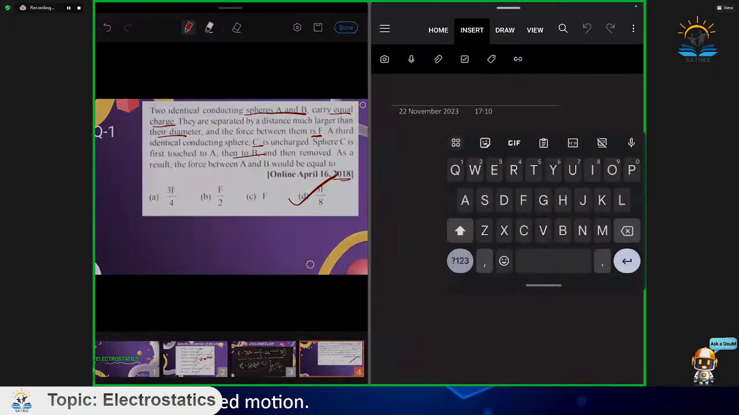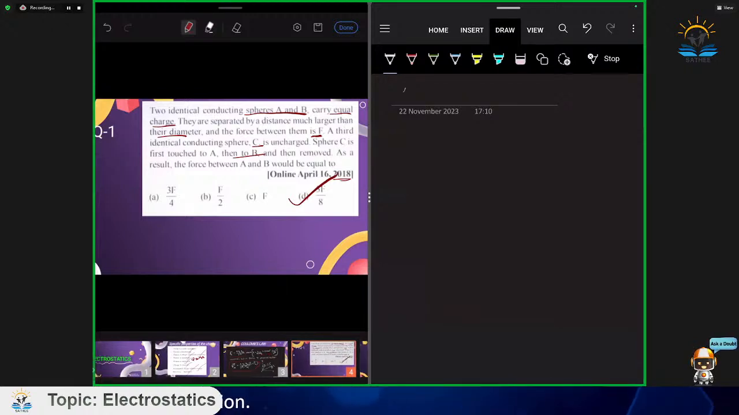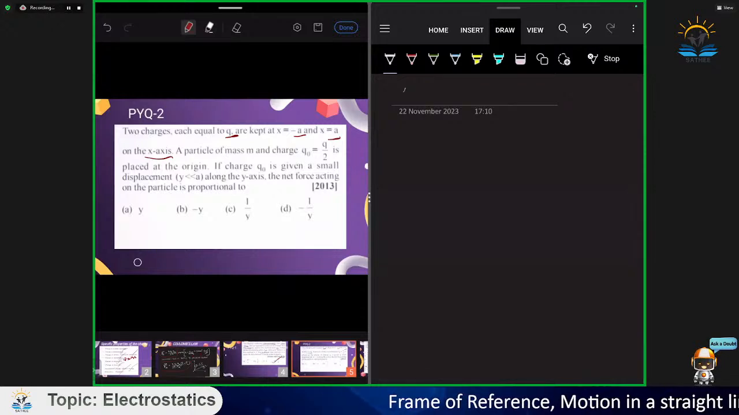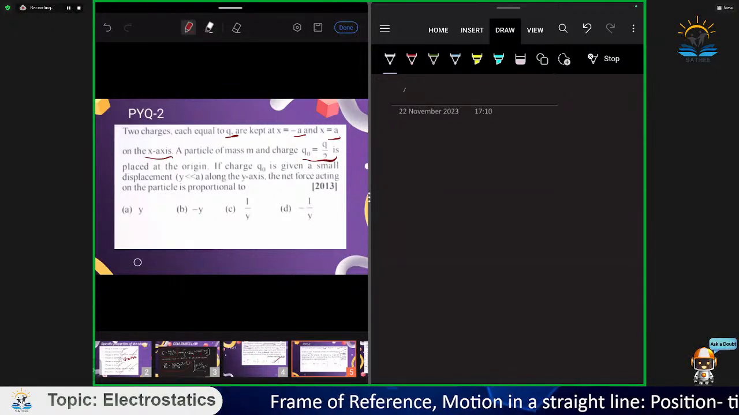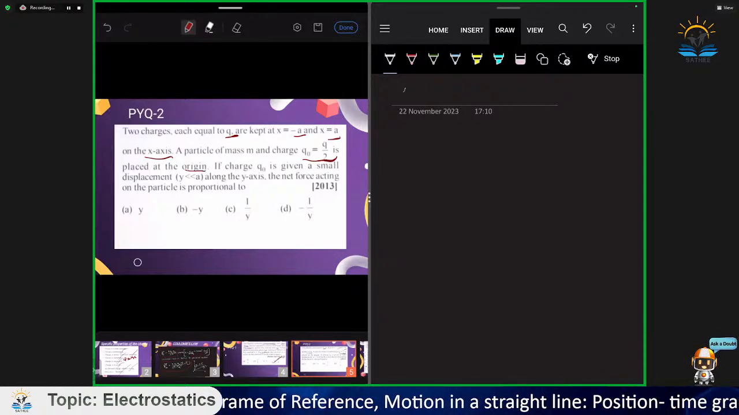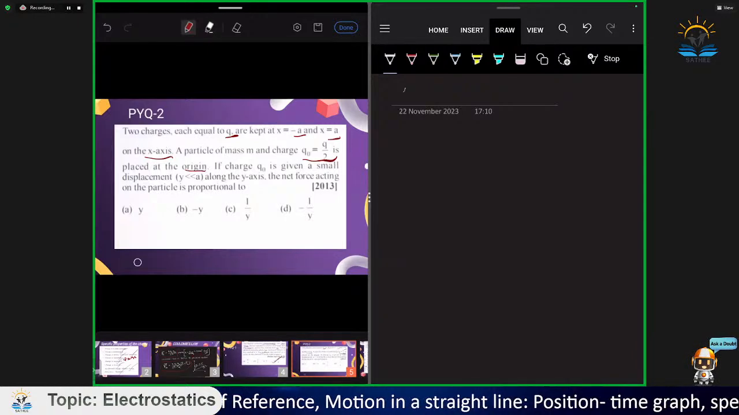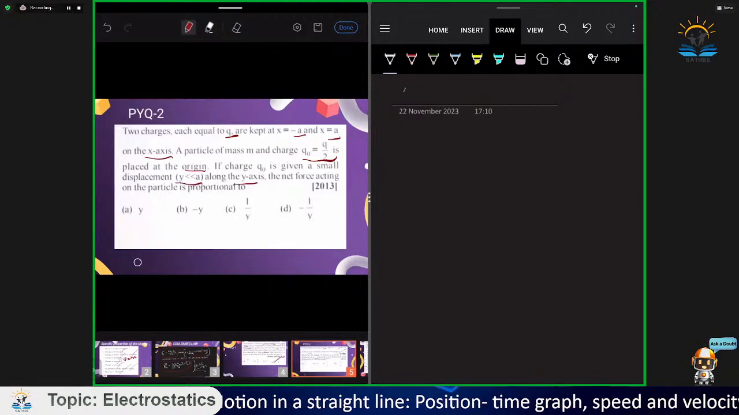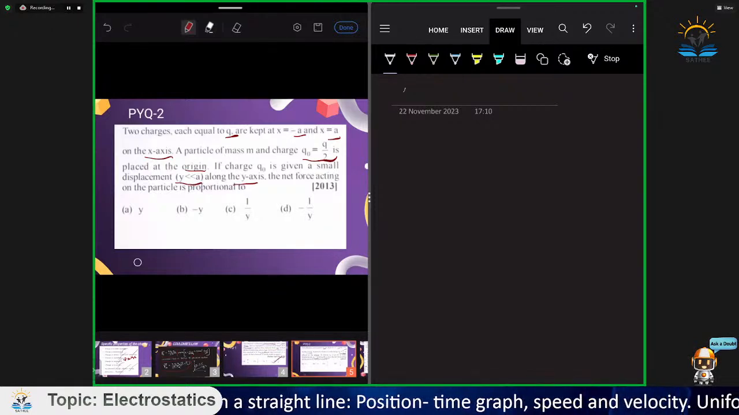Next question. Two charges each equal to Q are kept at x equal to minus A and x equal to A on the x-axis. A particle of mass m and charge Q0, which is equal to Q by 2, is placed at the origin. If charge Q0 is given a small displacement, very much less than the distance A, along the y-axis, the net force acting on the particle is proportional to?